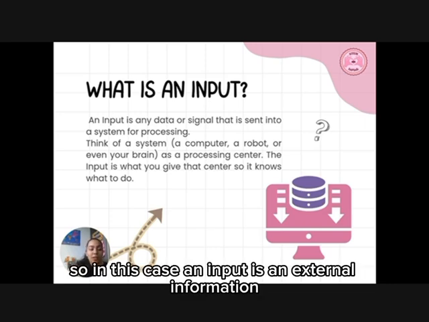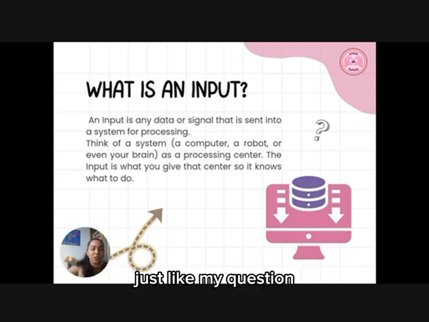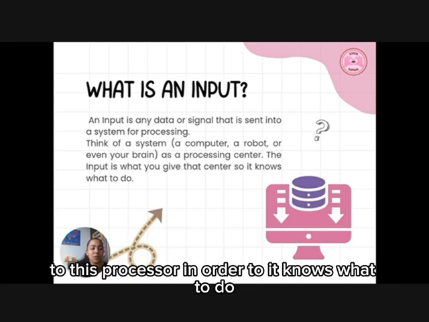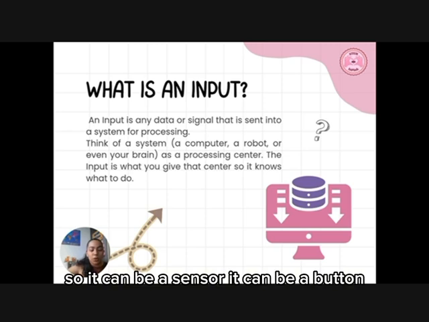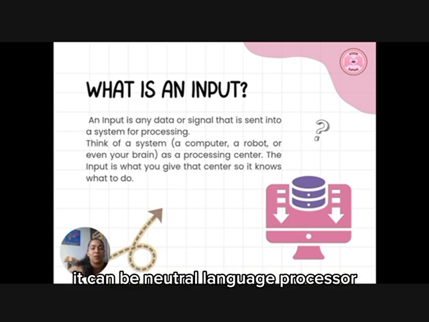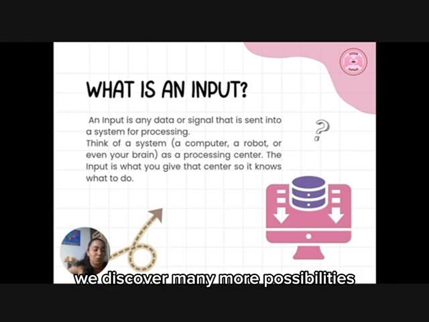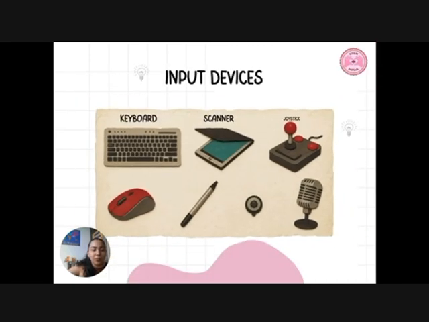So in this case, an input is external information, just like my question, that is given to the computer, to this processor, so it knows what to do. So it can be a sensor, it can be a button, it can be a natural language processor, it can be anything you want, as long as we learn to discover many more possibilities.